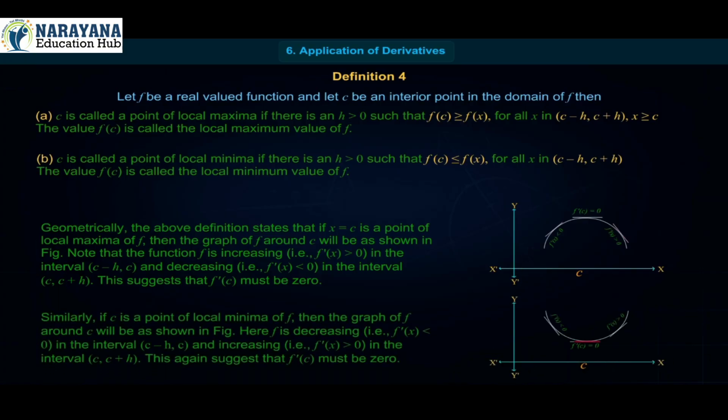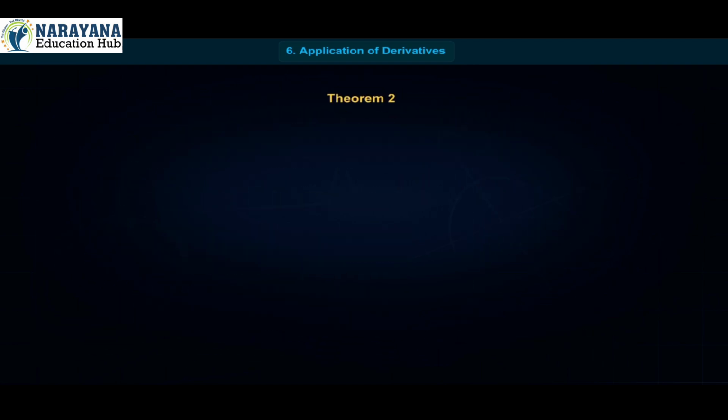Similarly, if c is a point of local minima of f, then the graph of f around c will be as shown in the figure. Here f is decreasing, that is f dash of x is less than 0, in the open interval (c minus h, c), and increasing, that is f dash of x is greater than 0, in the open interval (c, c plus h). This again suggests that f dash of c must be 0.